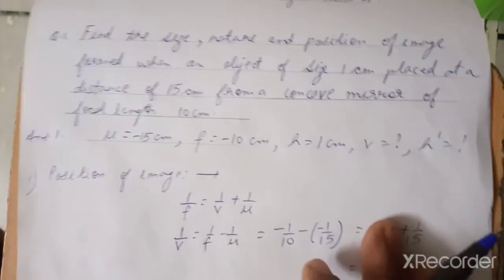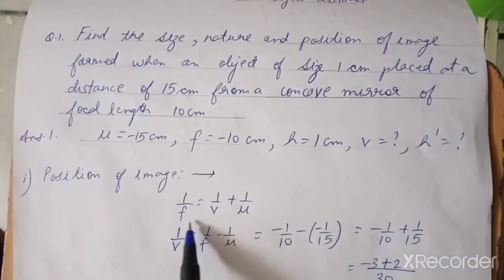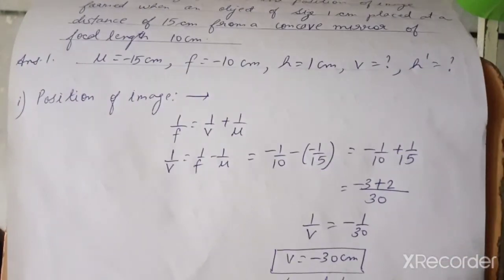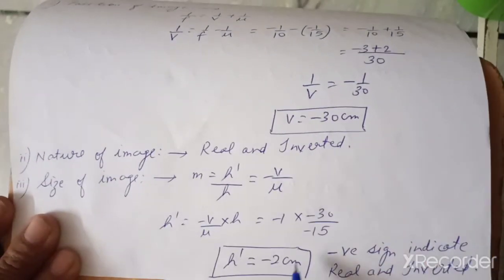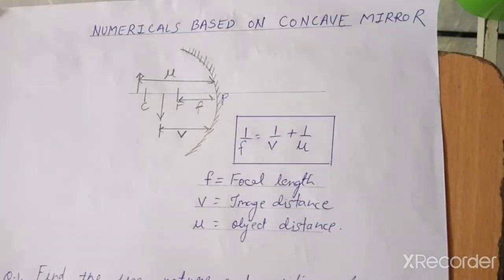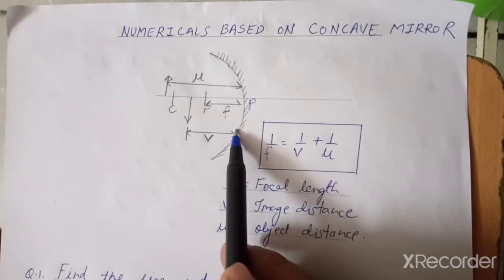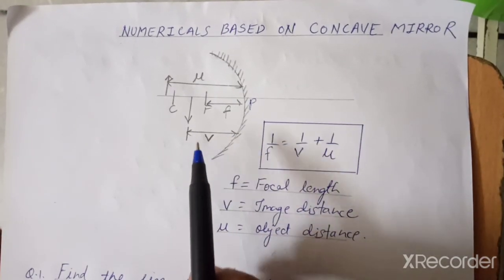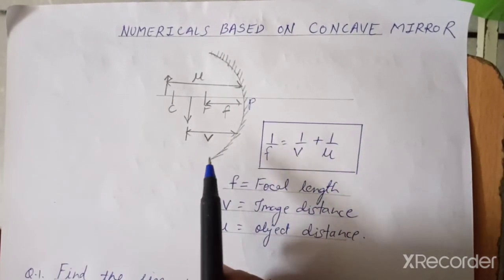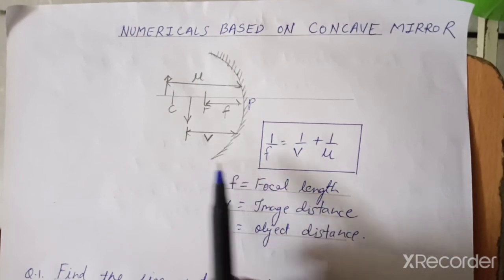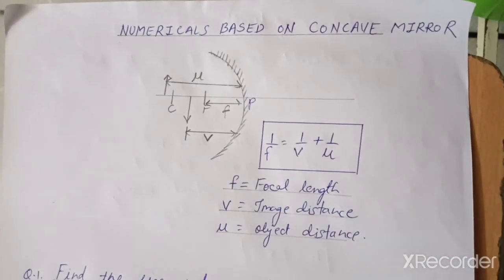On solving, you will get the result v equals minus 30 centimeter and h dash equals minus 2 centimeter. So whenever you start a numerical, you have to be very careful about what sign convention is applied, and after noting the sign convention carefully, then we start the numerical so that you get the correct answer.